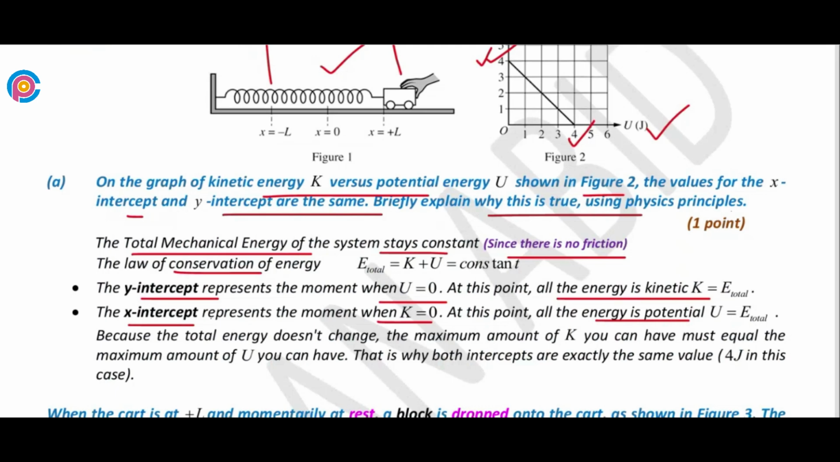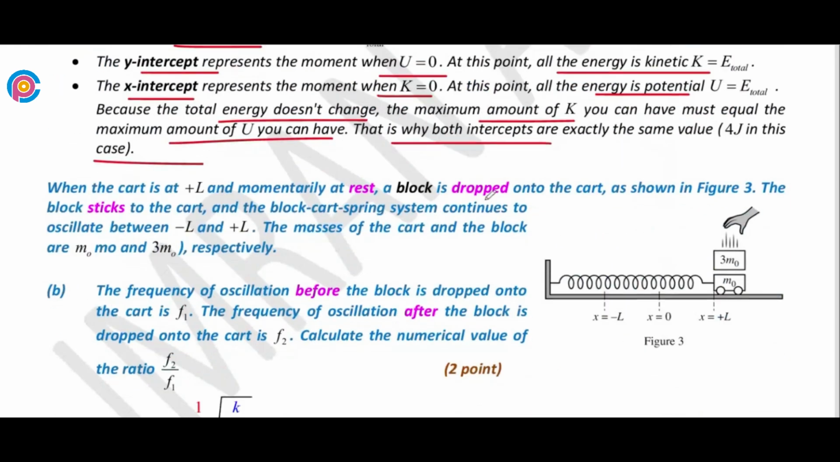This is the extreme position, when the cart-spring system is fully extended. Because the total energy doesn't change, the maximum amount of kinetic energy must equal the maximum amount of potential energy. That's why both intercepts have exactly the same value, 4 joule in this case, as you are seeing from the graph. Okay, the next part of the question.